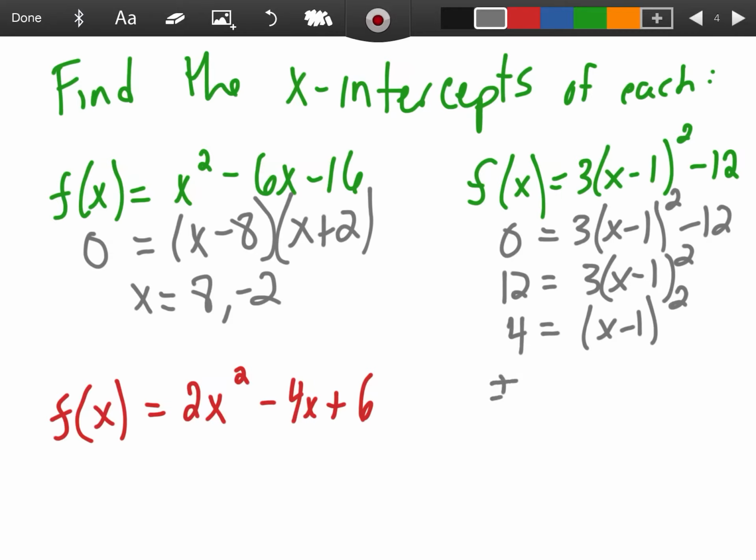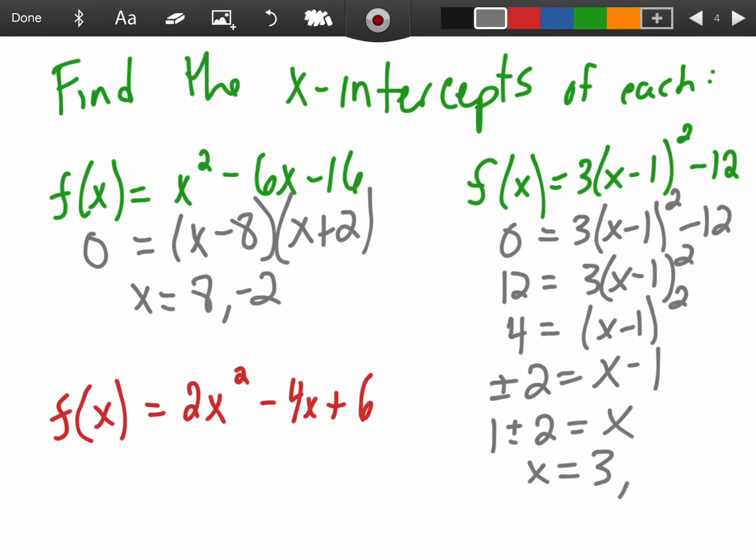Well, the square root of 4 is positive or negative 2, right? Remember, we are the ones initiating the square root. And so we have plus or minus 2 equals x minus 1. So then 1 plus or minus 2 equals x. Well, our x-intercepts are going to be 1 plus 2 is 3.